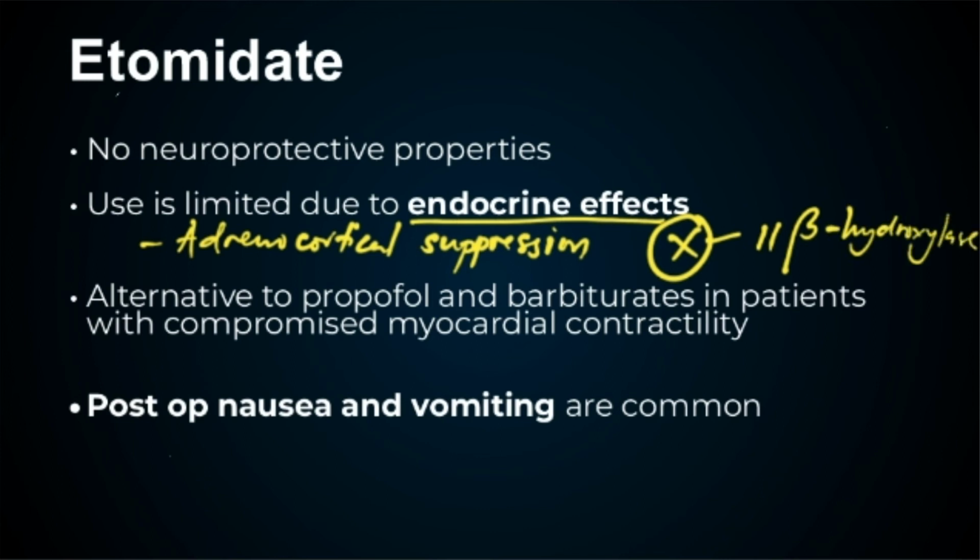If you remember, this is an enzyme that is necessary for the conversion of cholesterol to cortisol. So this adrenocortical suppression lasts for 4 to 8 hours after the induction dose. Etomidate is an alternative to propofol and barbiturates in patients with compromised myocardial contractility. Again, it does not produce analgesia, and post-op nausea and vomiting are common.